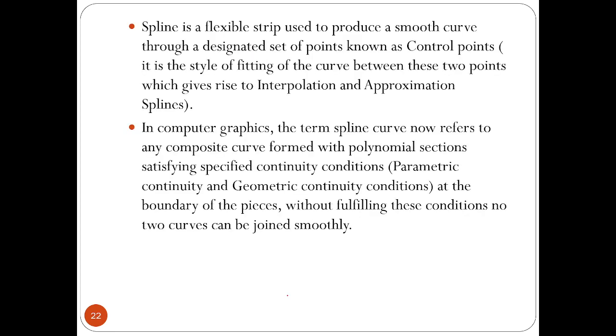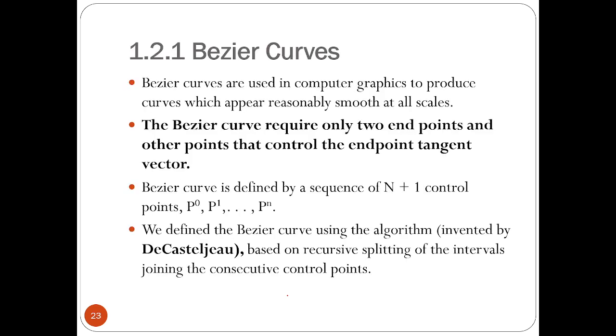A spline is a flexible strip used to produce a smooth curve through a designated set of points known as control points. It is the style of fitting the curve between these points which gives rise to interpolation and approximation splines. In computer graphics, the term spline curve now refers to any composite curve formed with polynomial sections satisfying specified continuity conditions at the boundary of the pieces. Without fulfilling these conditions, no two curves can be joined smoothly. So Bezier curves are used in computer graphics to produce curves which appear reasonably smooth at all scales.